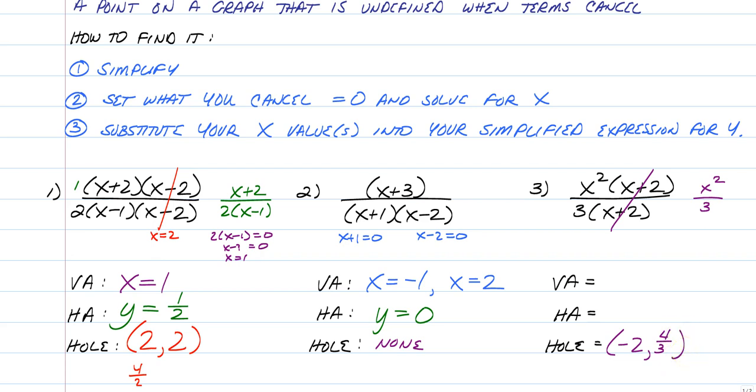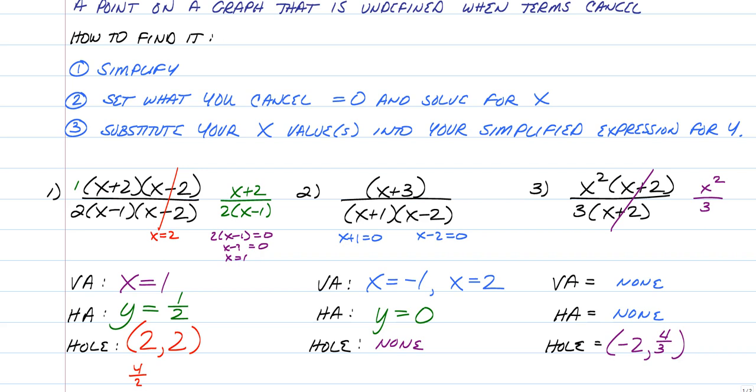Our horizontal asymptote: there's a higher degree in the numerator, so we just have none. We do not have a horizontal asymptote. And finally, our vertical asymptote is also none, because we only look when we're simplified. We cannot set 3 equal to 0. Okay, so this is just going to look like a quadratic with a hole on it, and that's it.